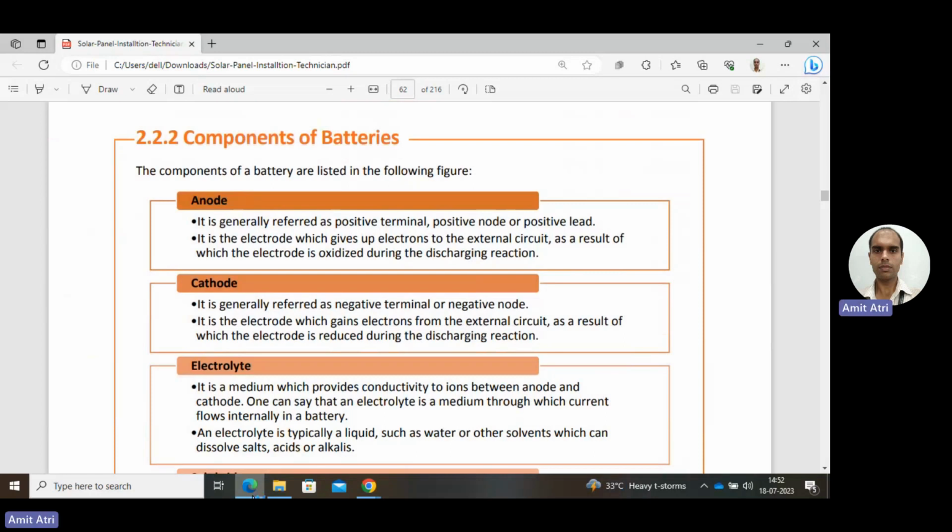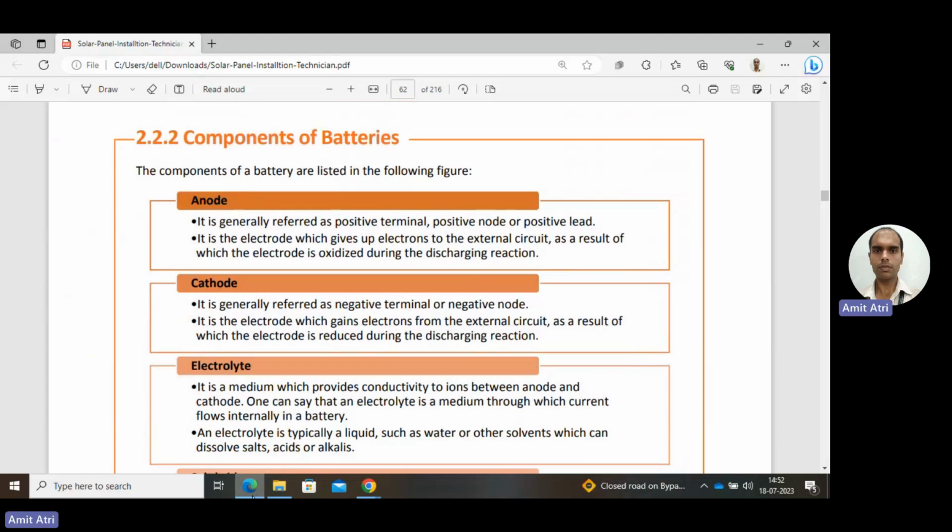Next is the cathode. It is generally referred to as the negative terminal or negative node. The cathode is the electrode which gains electrons from the external circuit, as a result of which the electrode is reduced during the discharging reaction. Means electrons are being received at the cathode.